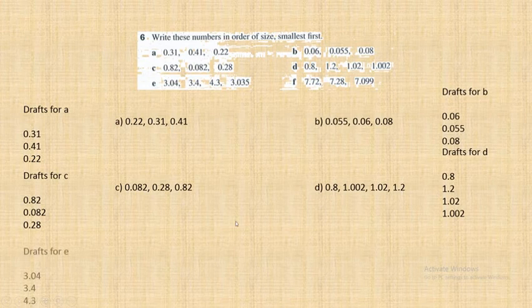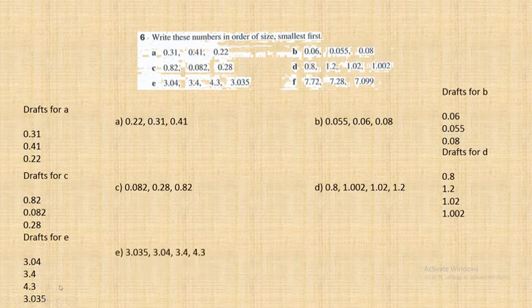Okay, question number E, 3.04, 3.4, 4.3 and 3.035. So looking at the units, 3, 3, 3 and then 4. So 4 is going to be the last number. And after that we look next door beside the 3 here, it's going to be 0, 4, 0. So I have 2 zeros here, so I have to jump to the next door. Here's 4, here's 3. So the 3 first. So the first one is 3.035. And after that, 3.04. And then 3.4. And at the end, it's going to be 4.3.